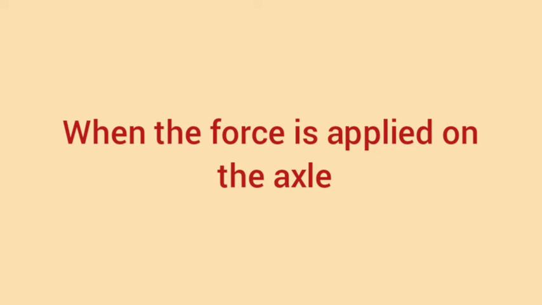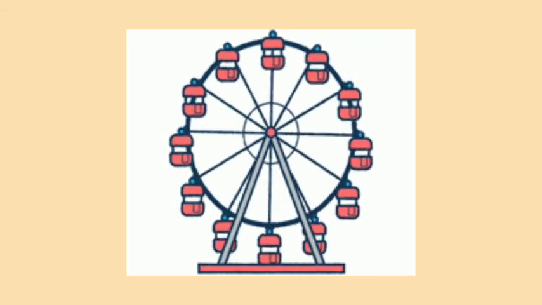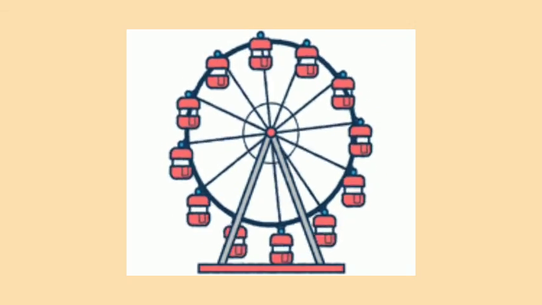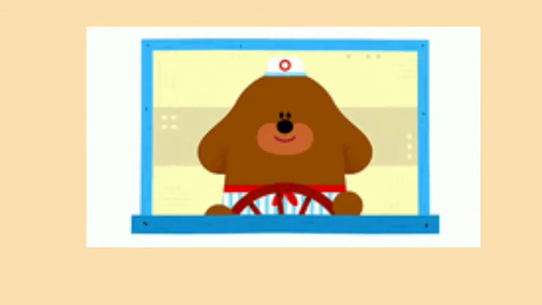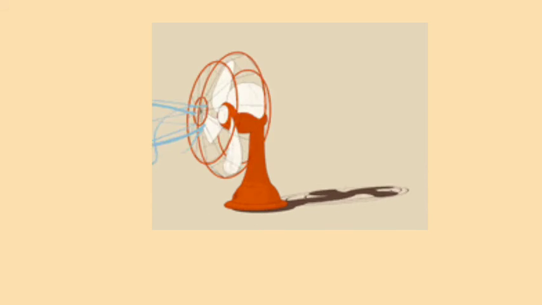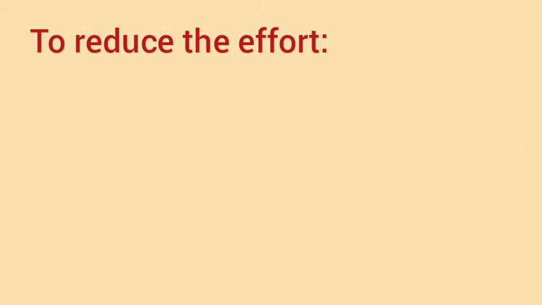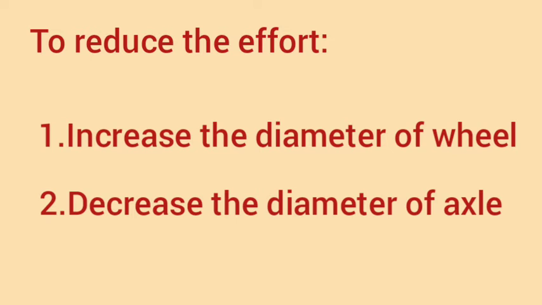The second one is when the force is applied on the axle. Here we are applying force on the axle which results in the rotation of the wheel. Such an arrangement is used in a merry-go-round, steering of a vehicle, pedals of a bicycle, fan, etc. By increasing the diameter of the wheel, we can reduce the effort required. At the same time, we can decrease the diameter of the axle. Also, we can reduce the effort required.